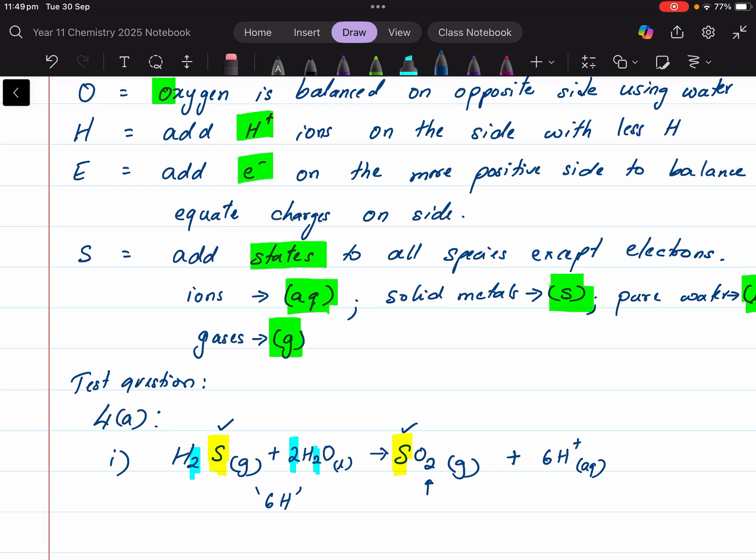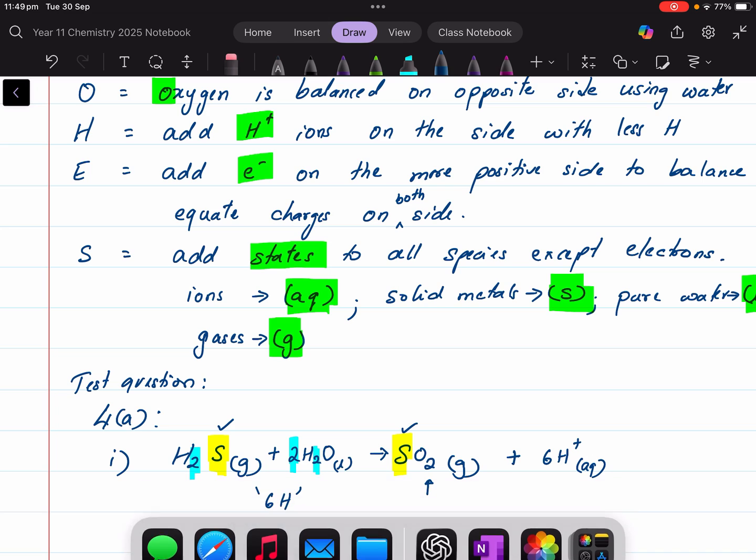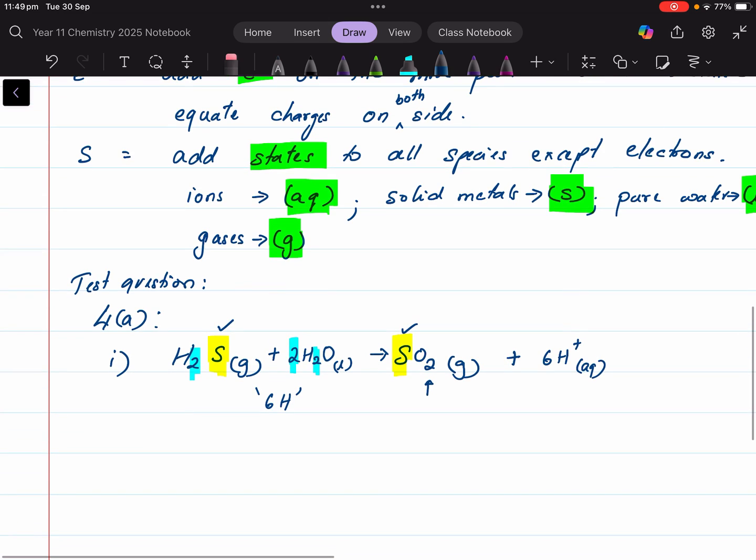I am going to add electrons on the more positive side to balance or equate the charges on both sides. I should have written the word both here, so I'll just add that on both sides. So if I want to equate the charges on both sides, I have 6 plus charges here and none over here, 0 charges.